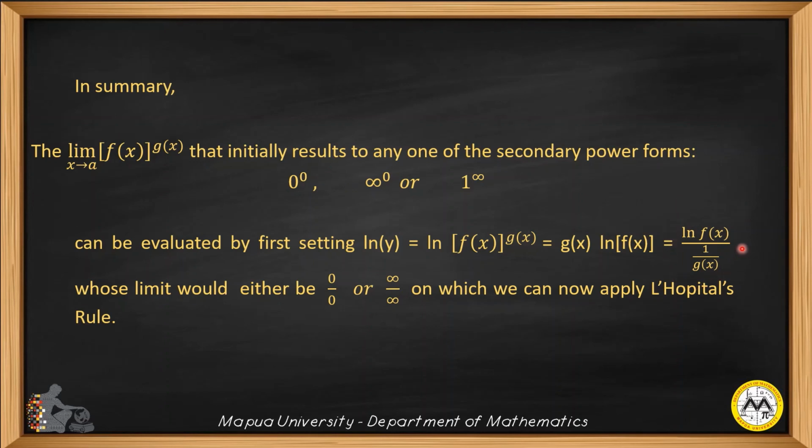So that when you have written ln of y in this form, investigating the limit as x approaches a may result to either a 0 over 0 or an infinity over infinity, in which case we can now apply L'Hopital's rule to evaluate the limit. Okay, so I hope with this lesson you will be able to evaluate limits of powers that could initially give you one of the indeterminate power forms.